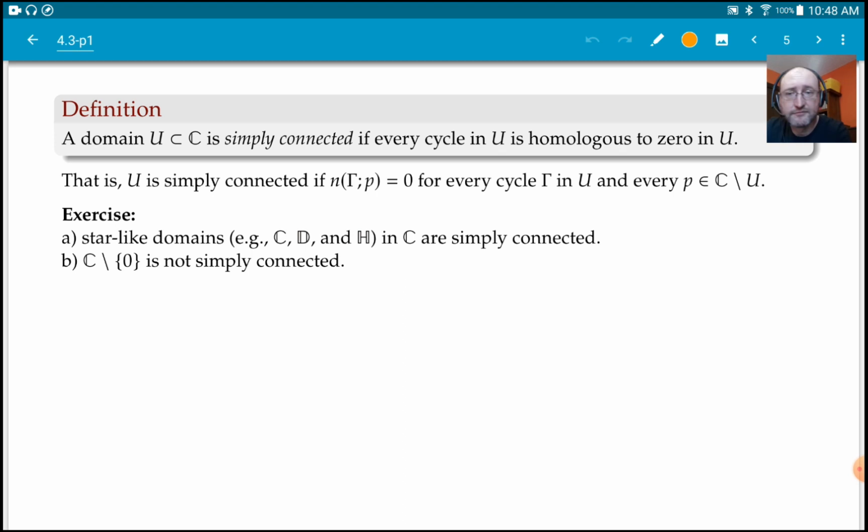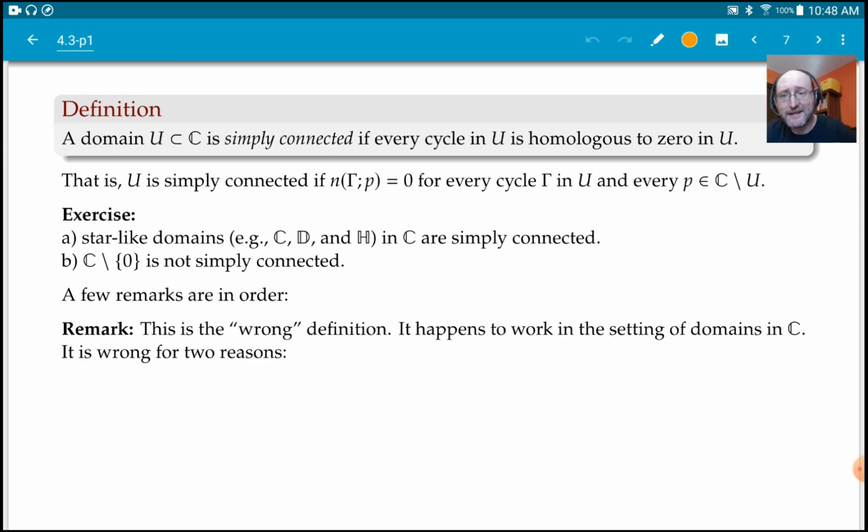On the other hand, C minus the origin is not simply connected. There exist cycles in C minus the origin which are not homologous to 0. For example, the circle, as you probably know. Now, a couple of remarks about this.